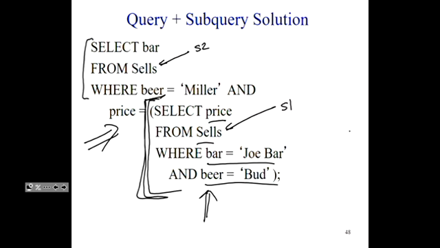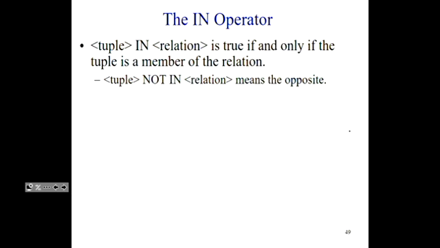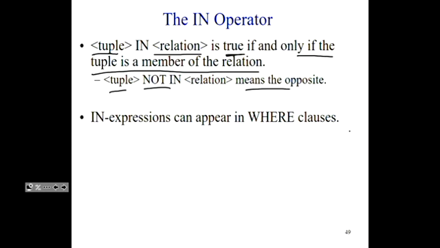Now, turns out you can use subqueries even when it doesn't return a single scalar value. For that, you have more interesting operators like the in operator. The use of the in operator is as tuple in relation. This condition is true if and only if the tuple is a member of the relation. Similarly, tuple not in relation means the opposite. So these in expressions can appear in the where clause, and the relation is often a subquery.